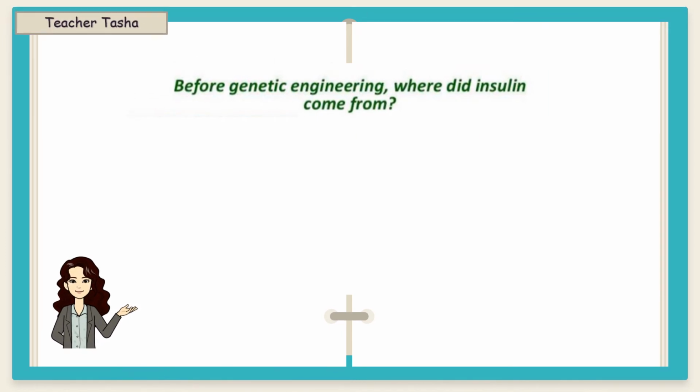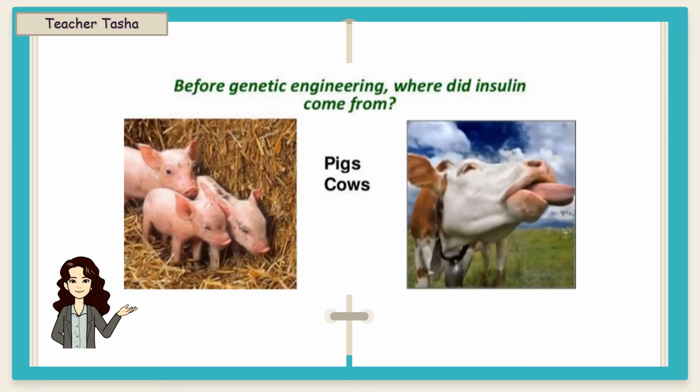Oh, before that, before genetic engineering, where did insulin come from? Yeah, so they come from pigs and also cows.